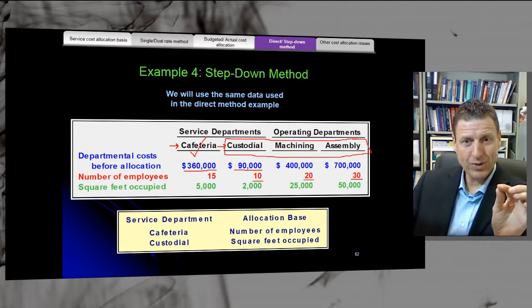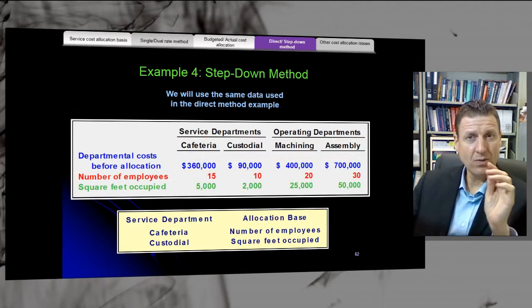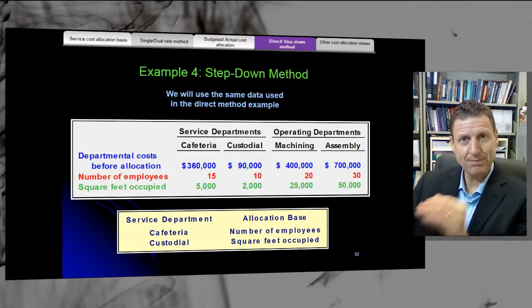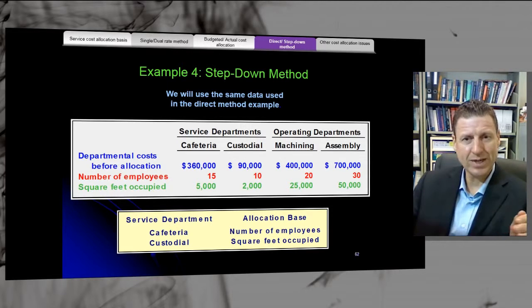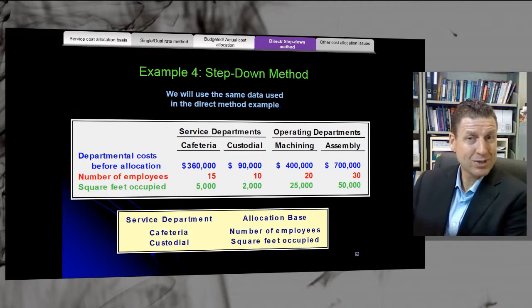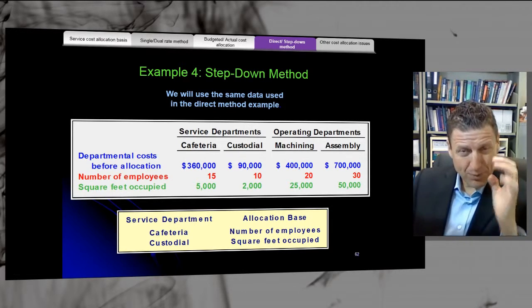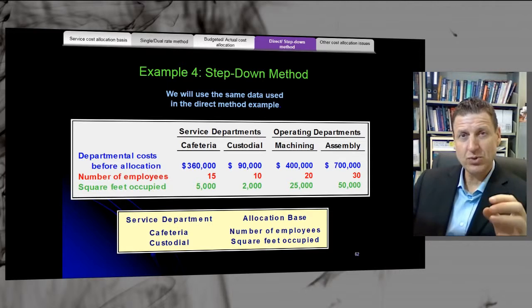But with the step method, we've got to go one step further. Once we allocate this 360,000 to custodial, we're going to add that allocation to custodial to the 90,000, and then allocate that total remaining in custodial to machining and assembly. That's what we mean by step down method. Custodial has to wait until it gets an allocation from cafeteria, then we can allocate it to machining and assembly. You get the point, don't you? So let's go to the calculations, which are probably already worked out, but the important thing here is to just get the intuitive sense of what is the flow and what you have to do.